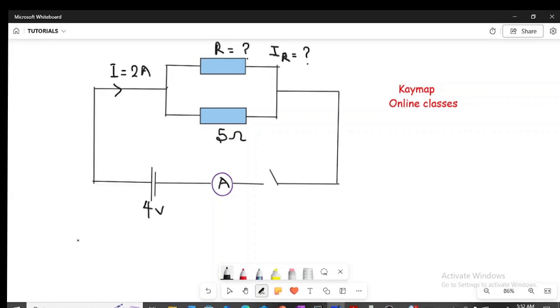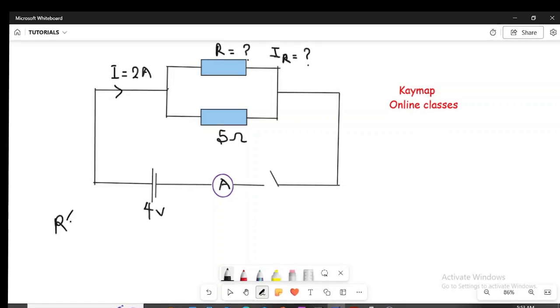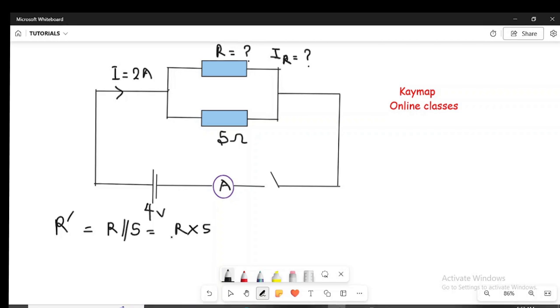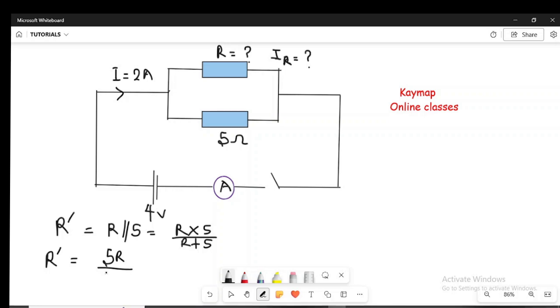The first thing is you have to find the equivalent resistance of these two parallel resistors. Of course they are in parallel. So now let's assume the equivalent resistance is going to be, let's call it R prime. R prime, which is equivalent resistance, will be equal to R parallel 5. So that will be equal to our product R times 5 over sum R plus 5. So the equivalent resistance of the parallel combination will be equal to R times 5, which gives us 5R over R plus 5, or let's call it 5 plus R.